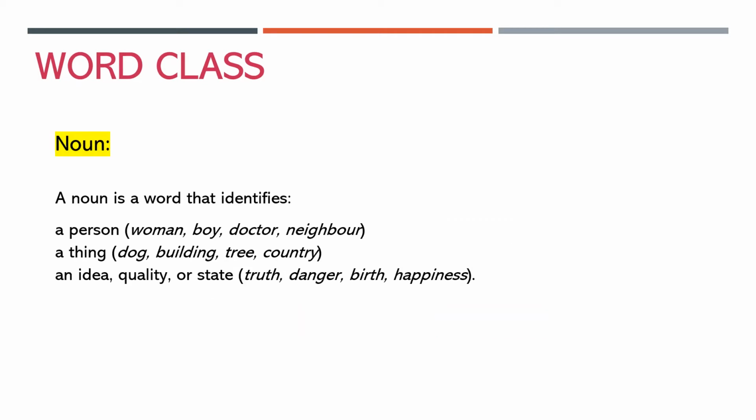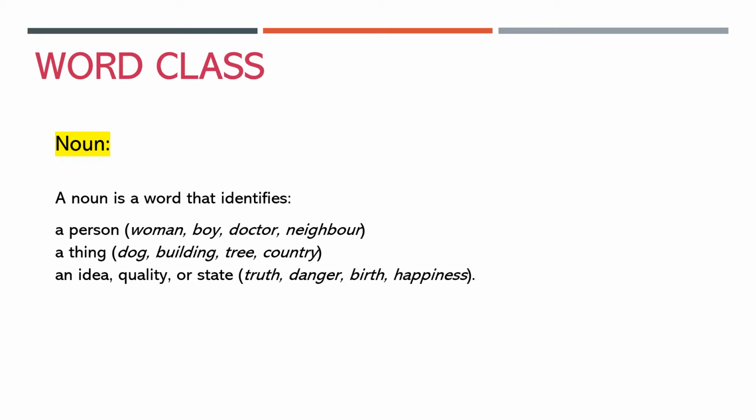The first thing we're going to look at is nouns. Now, put in its simplest form, a noun is a word that identifies a person, a thing, or the slightly trickier concept, an idea, quality or state. And these are words like truth, danger, birth and happiness.